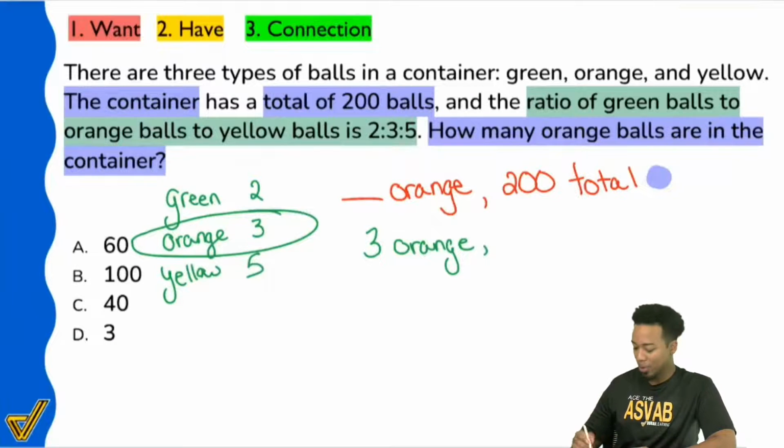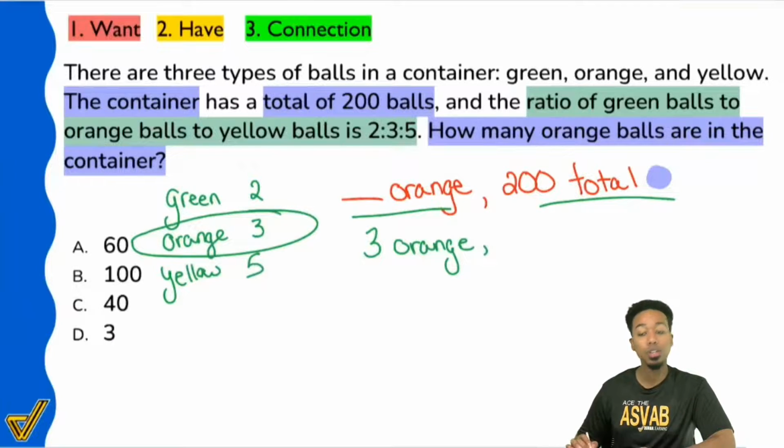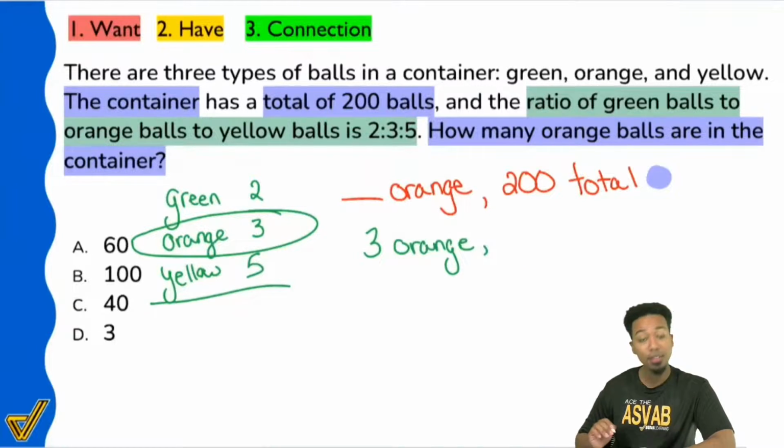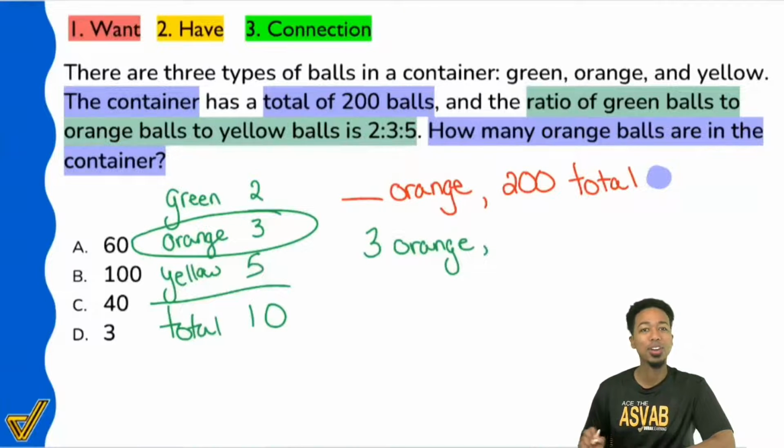So here we are. We said that we have orange here, total here. So we're going to need orange here, total here. If we look over here, we have 2, 3, and 5. 2 plus 3 is 5, plus the other 5 is 10. So our total is going to be 10 right over here.